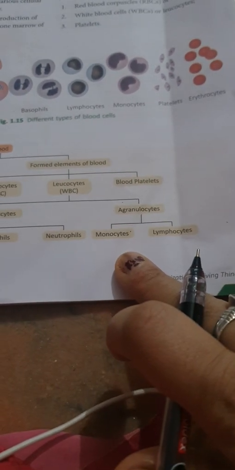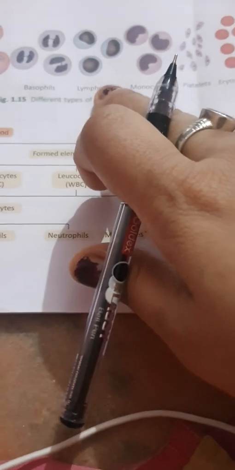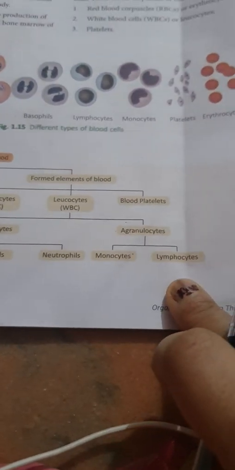basophils you can see, and the neutrophils. So these basophils, eosinophils and neutrophils are granulocytes, and monocytes and lymphocytes are agranulocytes. Lymphocytes and these monocytes are agranulocytes.